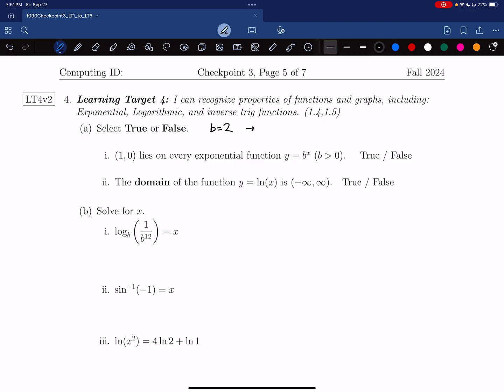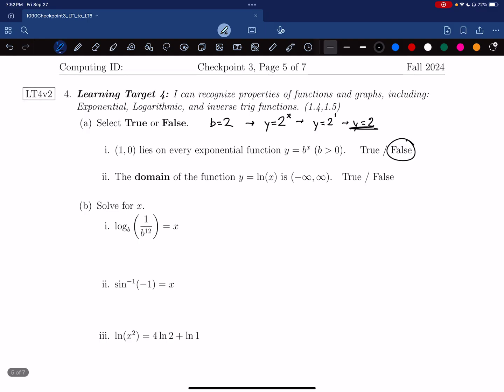If we plug this in, we have y is equal to 2 raised to the x power. And then we're given the point (1, 0). So let's see. y is equal to 2 raised to the 1 power, because that's x. And from there, we see that y is just equal to 2. And the point that it gives us, (1, 0), tells us we should be getting a y value of 0. So from this, we know that this is false. This isn't true, since we found that y is equal to 2 when x is equal to 1.